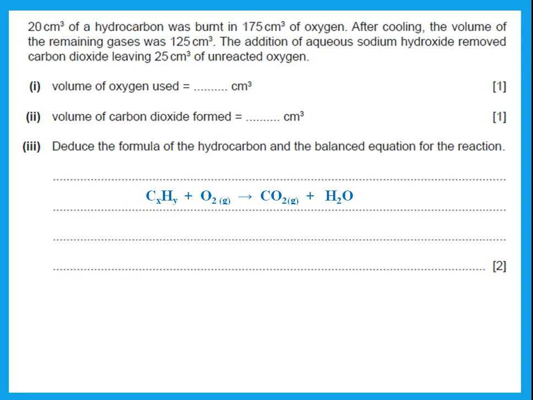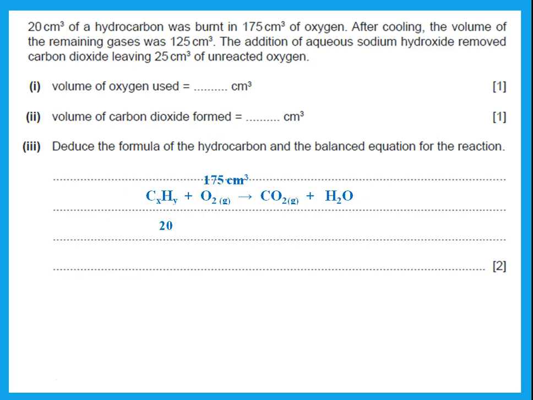And he's saying he started with 20 cm³ of a hydrocarbon and burnt it in 175 cm³, and at the end 25 cm³ of unreacted oxygen remained. So that means that he put 175 cm³ of oxygen, but that was excess because some of it remained. He started with 20 cm³ of a hydrocarbon, and the point is we're trying to find out the balanced equation so that I can know what is X and what is Y. Okay, he says after cooling, the volume of remaining gases was 125. Remember that when you cool, water is no longer a gas, so water is not included.